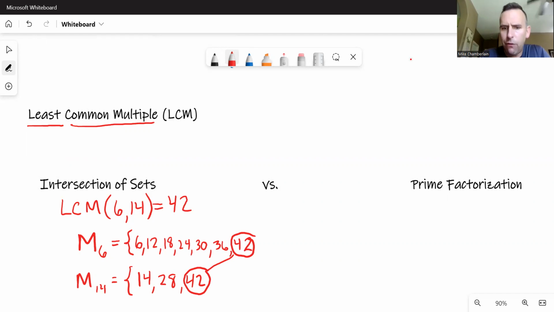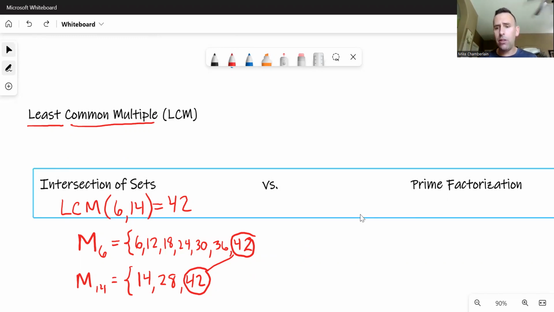What I mean by that is, if you continue this list out, eventually you would get 84. And eventually here you would also get 84. In other words, they would match again. So that's a common multiple, but it is not the least common multiple because that's not the first time that they match. If the numbers are relatively small, you might be able to do something like that.